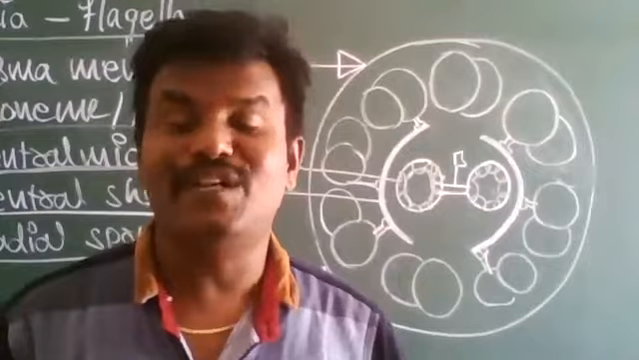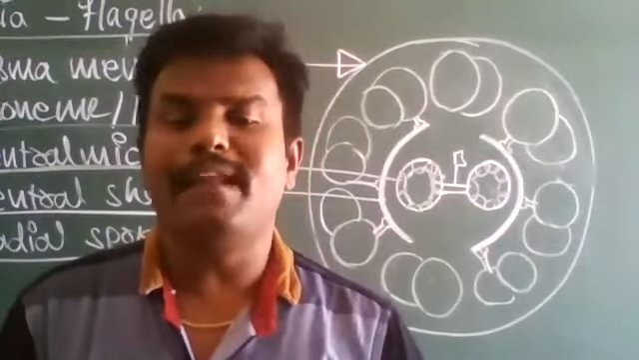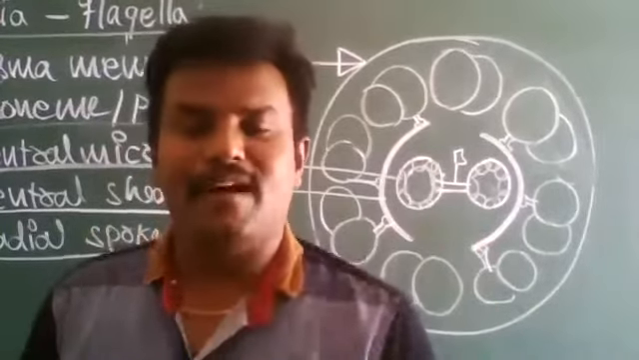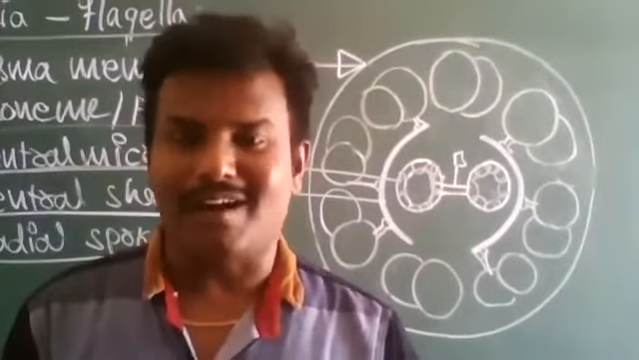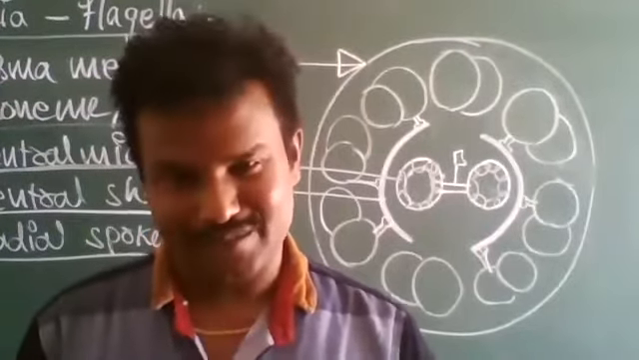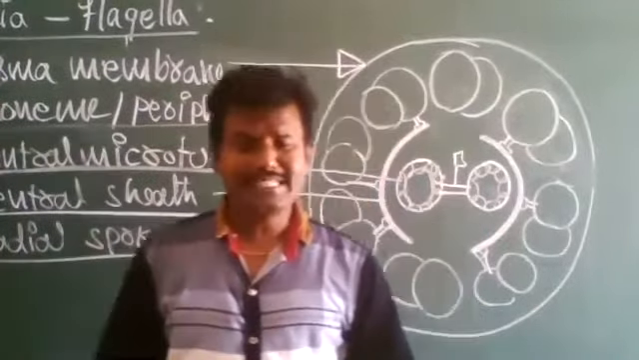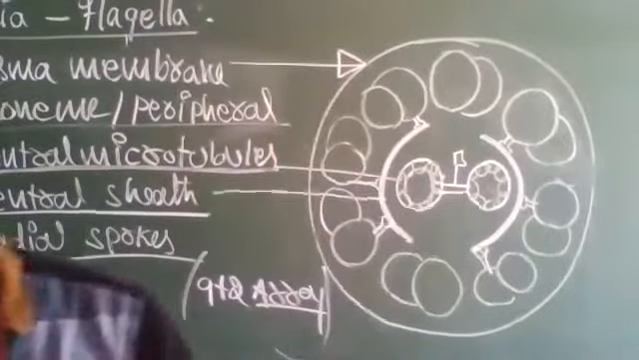9 pairs of doublets are called peripheral microtubules. Centrally, a pair of tubules, those are called central tubules. Okay? This is the explanation about cilia and flagella.